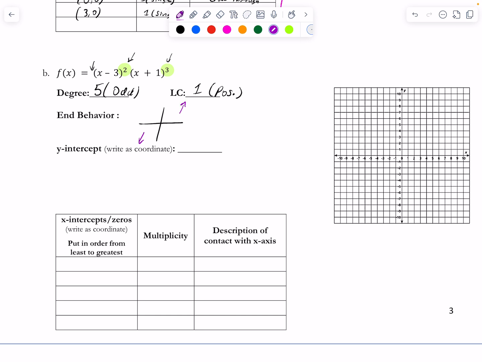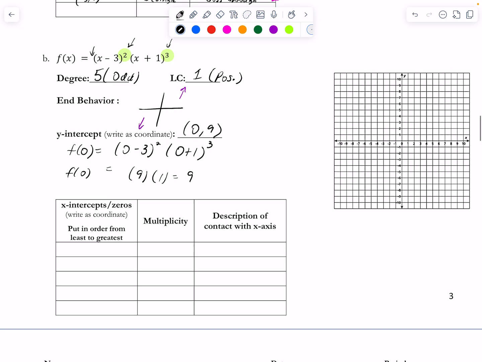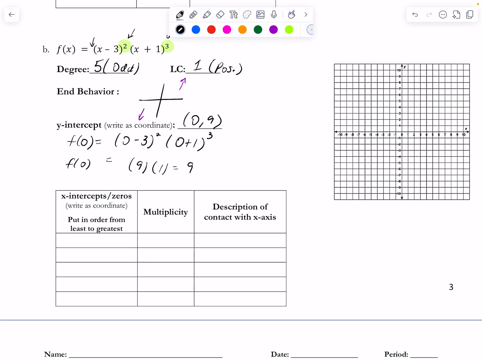Okay, let's find the y-intercept. Plugging in 0, I get 0 minus 3 squared times 0 plus 1 cubed. This one is going to actually be a number that's not 0 because we don't have an x-intercept at (0, 0). So that's negative 3 squared, which is positive 9, and then 1 cubed, which is 1. So my y-intercept is (0, 9). Putting my x-intercepts down from least to greatest, I have (-1, 0) and then I have (3, 0).